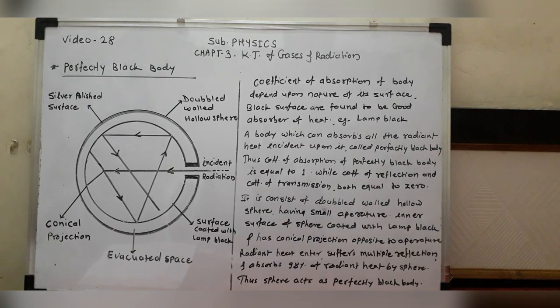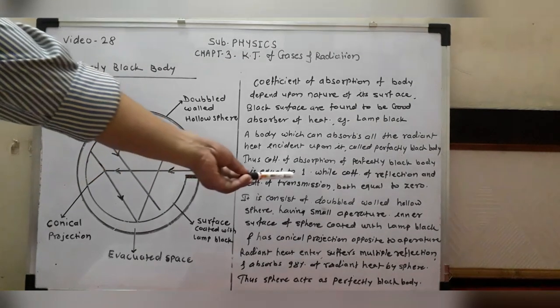The coefficient of absorption of the perfectly black body is equal to 1, because all the radiant heat is absorbed and no part is reflected or transmitted. So the coefficient of reflection and transmission is equal to 0, because all the radiant heat is absorbed by the body. The coefficient of absorption of the perfectly black body is always equal to 1.